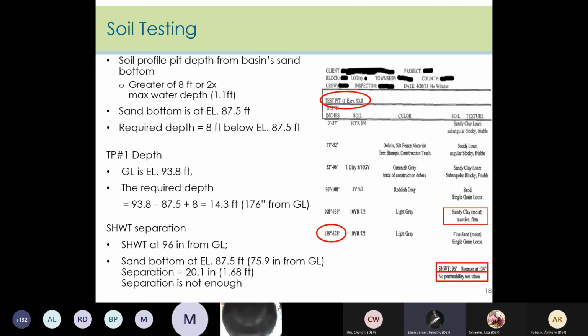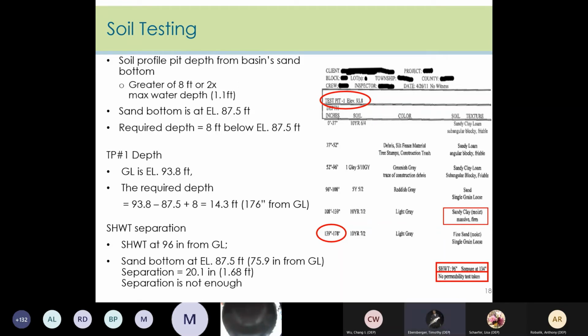Next, the seasonal high water table should be checked. Since it is an observation of the redoximorphic features of the soil, it can't be done outside of the months of January to April. The seasonal high water table in this case is 96 inches from the ground level, and the bottom of the basin is 75.9 inches from ground. The difference is 20.1 inches or 1.68 feet. As required by the BMP manual, an infiltration basin needs at least 2 feet of separation from the seasonal high water table to the bottom of the basin. This basin has not been designed properly as it is too close to the seasonal high water table.